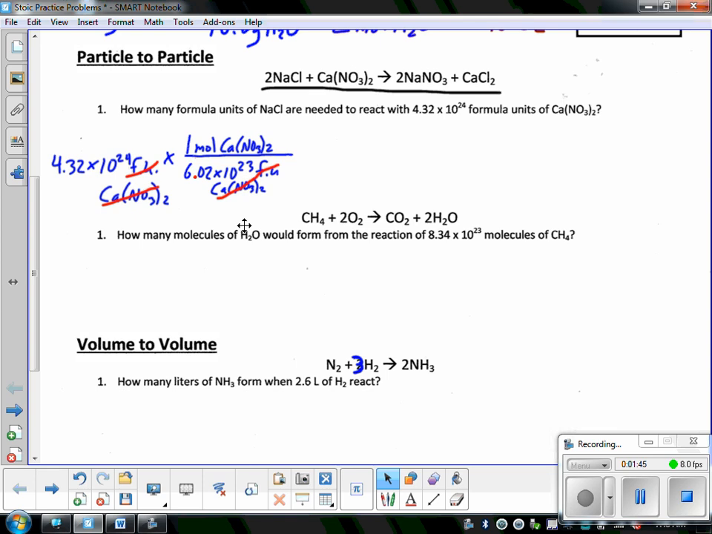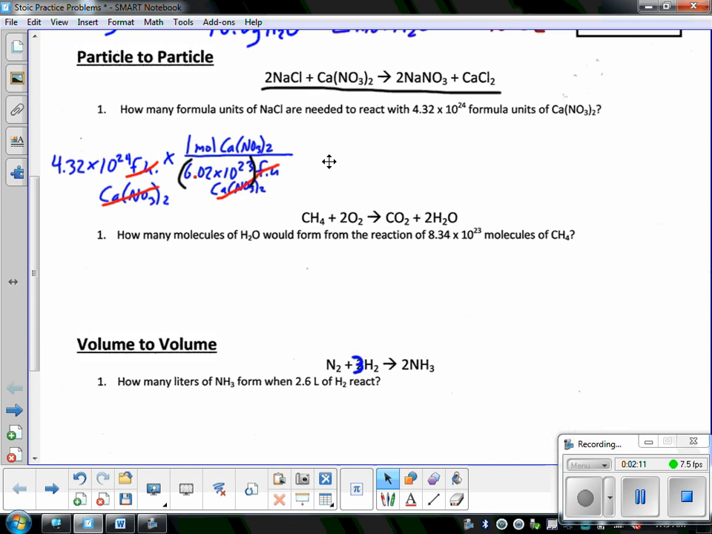Now, when you're punching this in your calculator, be very careful that you're doing it correctly. When you're typing in your values, because you're dividing, it's really important that you take this scientific notation and put it in parentheses when you put it in your calculator. Otherwise, it might do the wrong order of operations on you. Okay, so we're in moles of calcium nitrate.